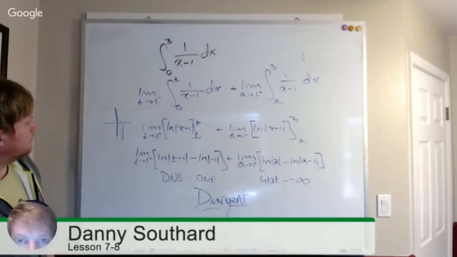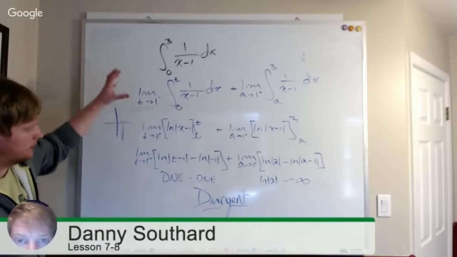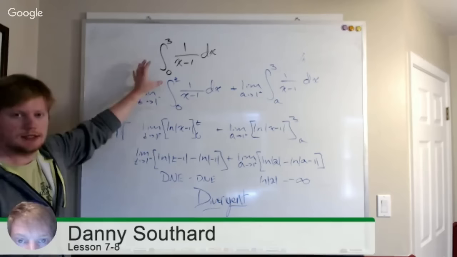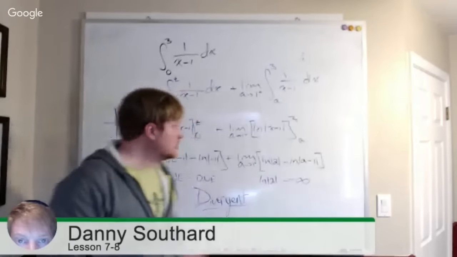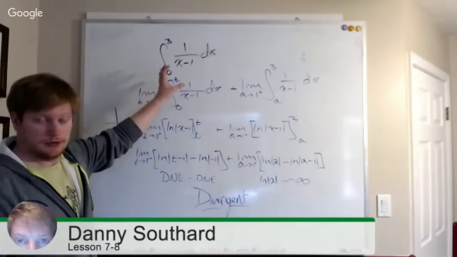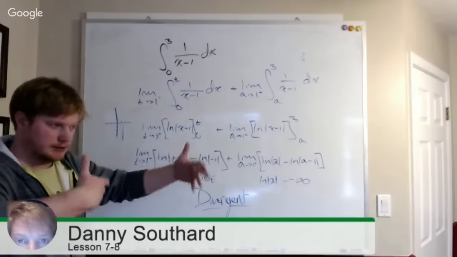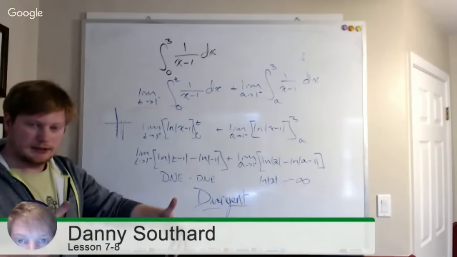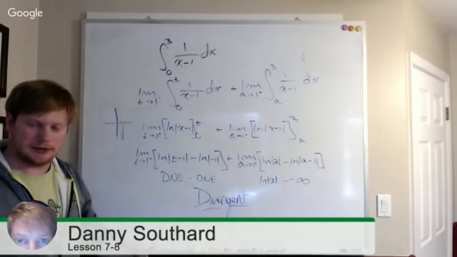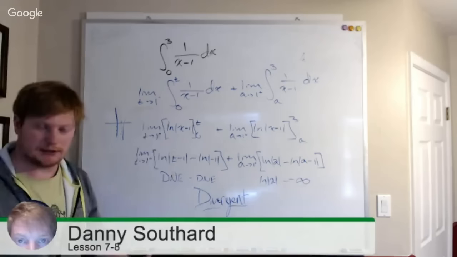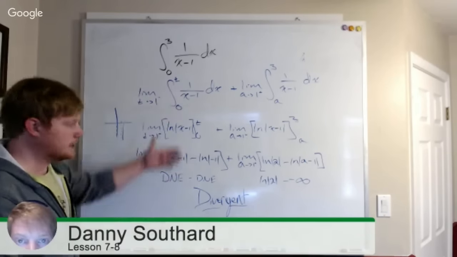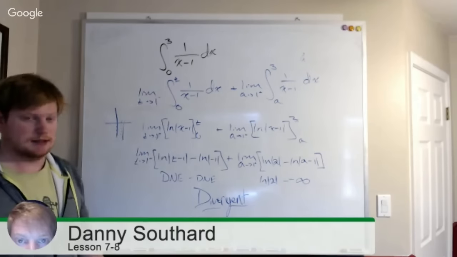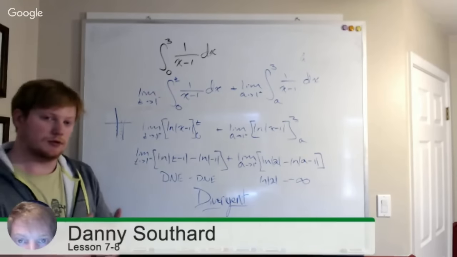So this would be a method for showing that this is divergent. What I did initially by just evaluating the integral and getting a non-existent answer doesn't suffice. It needs to be rigorous. It needs to make mathematical sense. You cannot evaluate an integral over an asymptote.